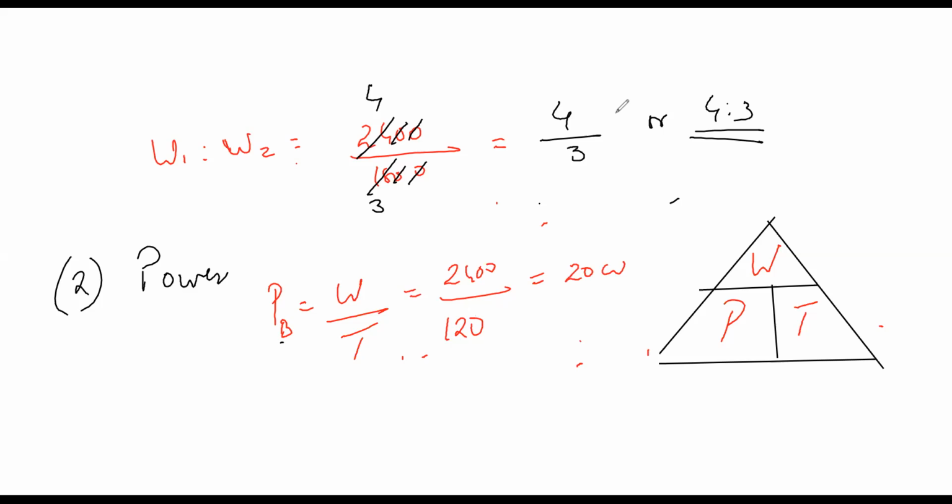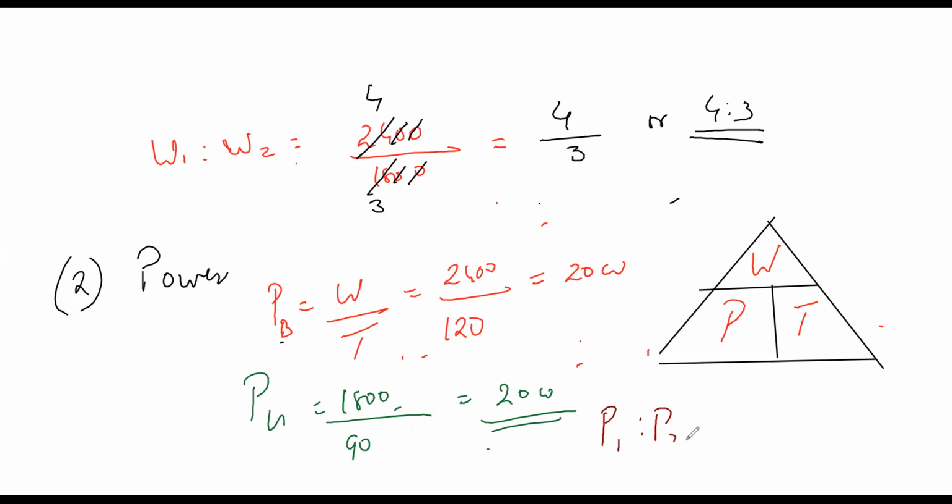Similarly, we will do it for the girl also. Work done is 1800. But for the girl, it is 1.5 minutes. So 1 minute is 60 seconds, 1.5 is 90 seconds. So 18 by 90, 9 into 20 is 180. Correct? So this is also 20 watt. So the power developed is the same. The power developed by the boy and the girl is the same, because P1 is to P2 is 20 by 20, 20 is to 20, or 1 is to 1.